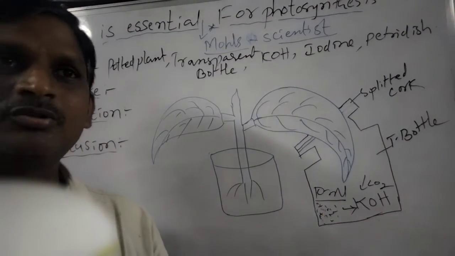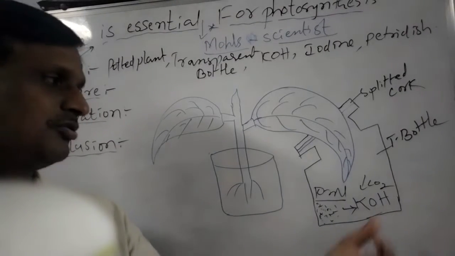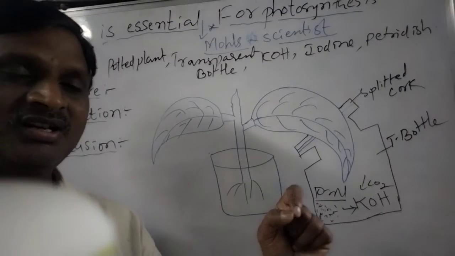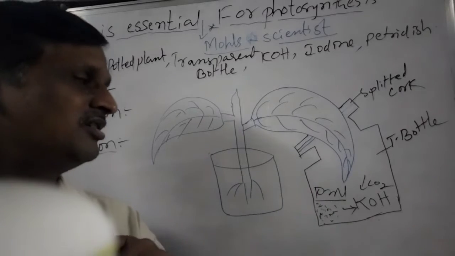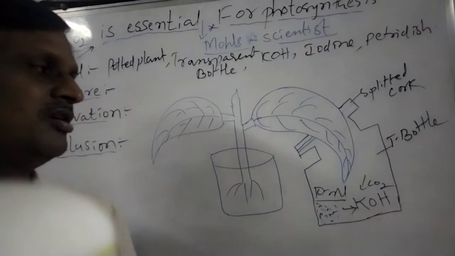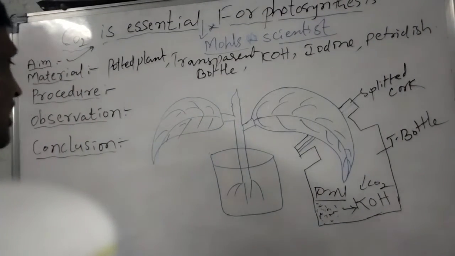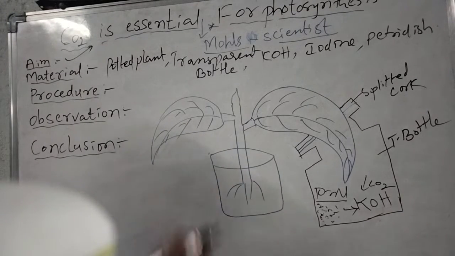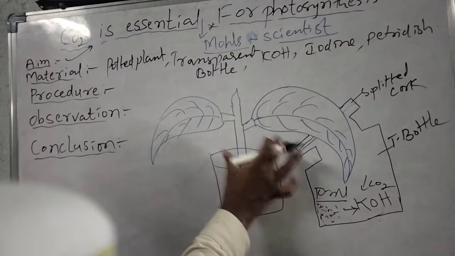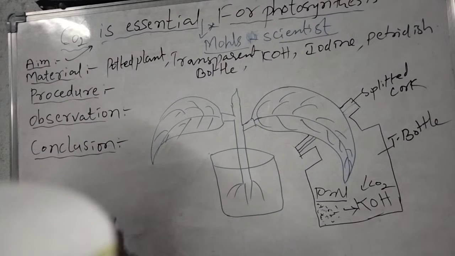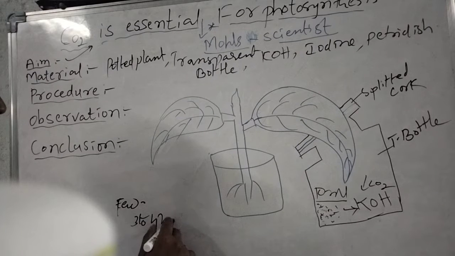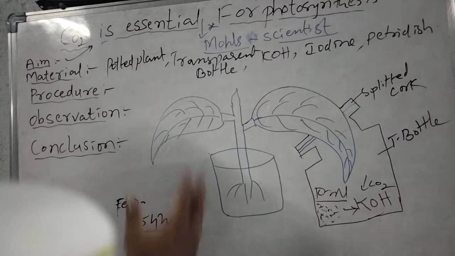Potassium hydroxide is a good absorber of carbon dioxide, so the leaf never absorbs carbon dioxide. Like this, if we wait for some time, after some time we can observe some things. So this is all about the procedure. Next, observation. After 3 to 4 hours, what shall we observe?